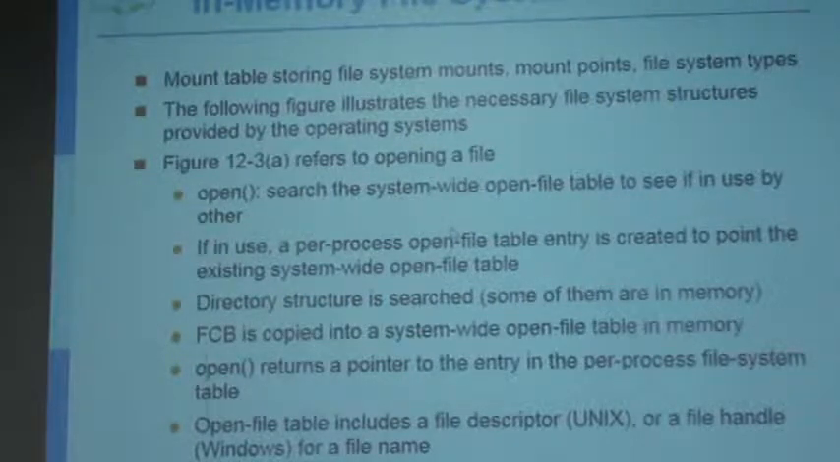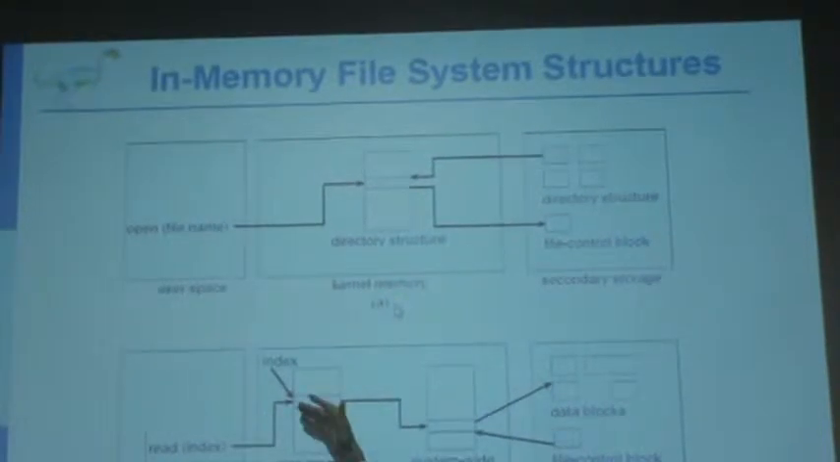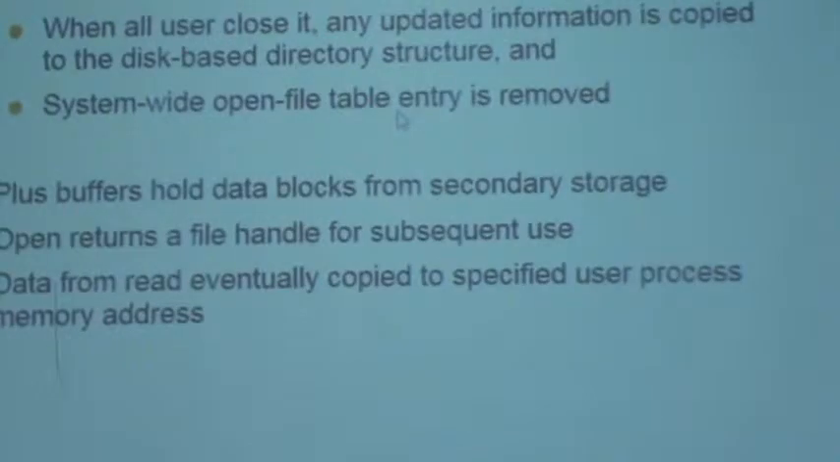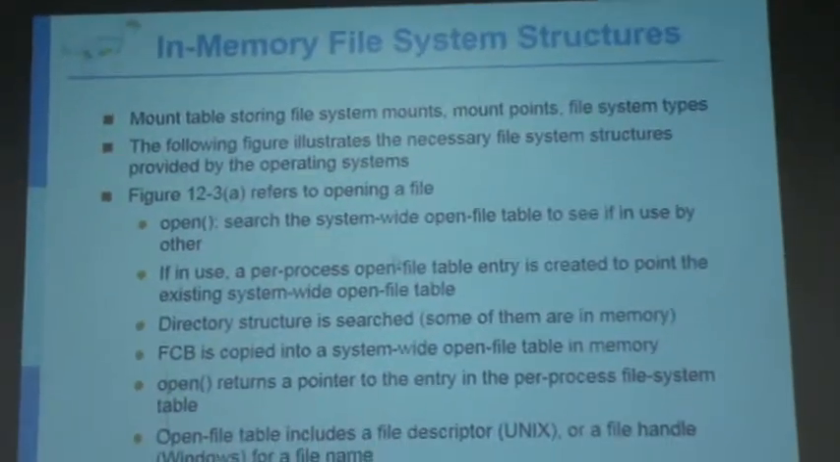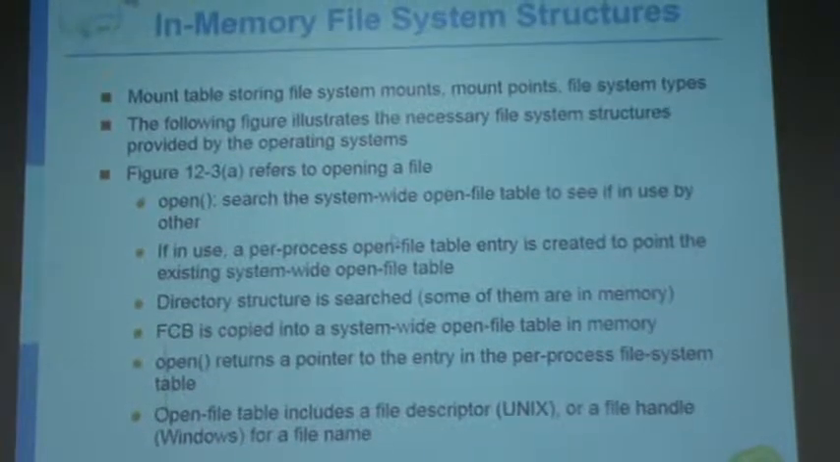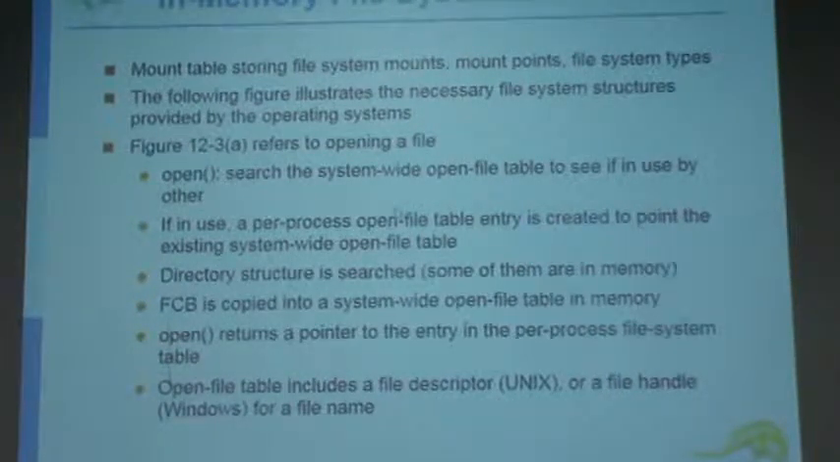When you read the file, some of the information is managed in the kernel memory to speed up. So not the entire file, only the file control block will be managed in the memory area. When you open the file, there is a system-wide open file table. So you need to think about whether you keep such a system-wide open file table in your portable file system, or the per-process open file table.